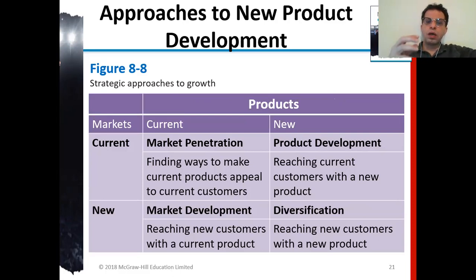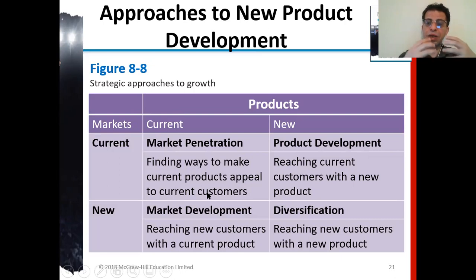So how do we approach growth? Now we have a product and we have a market. The product could be a current product or a new product, and the market could be a current market or a new market. If both are current, like the Oracle ERP that I was taking care of, you do market penetration, finding ways to make the current product appeal to the customers.